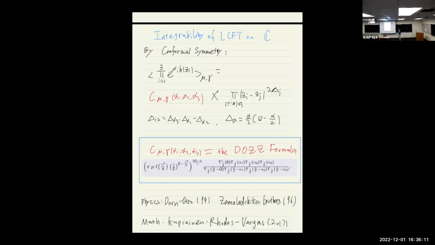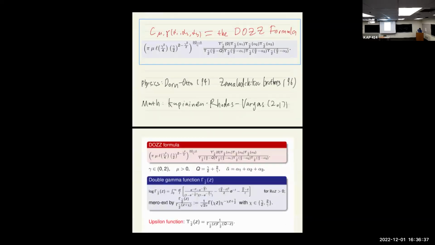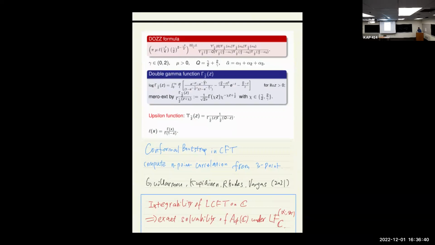From Liouville conformal field theory, this particular constant has a non-trivial prediction, the so-called DOZZ formula. It is a very complicated but explicit formula, predicted in physics by the physicists Dorn, Otto, Zamolodchikov and Zamolodchikov, and it was recently proved in math by Kupiainen, Rhodes, Vargas and Guillaume Remy. This is the full detail of the DOZZ formula, which I will not say too much about. The point is that there is a formula called the DOZZ formula that computes a 3-point function in Liouville CFT.